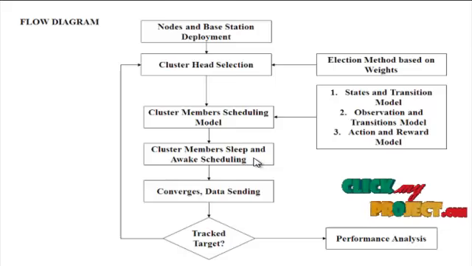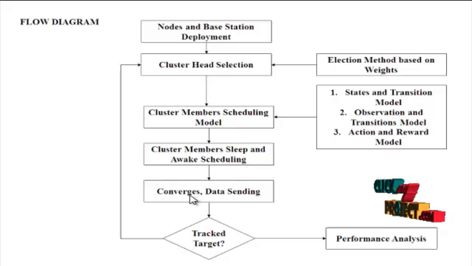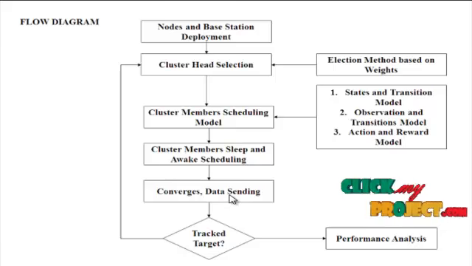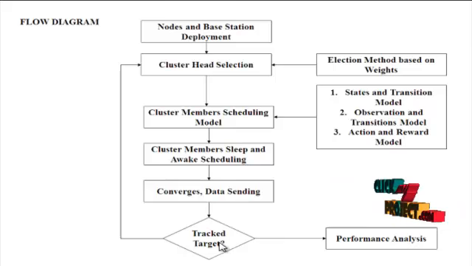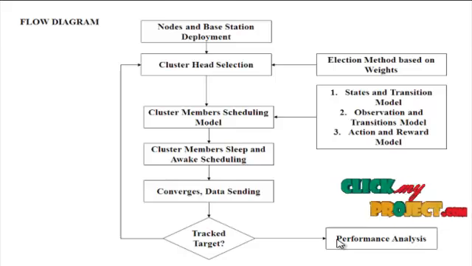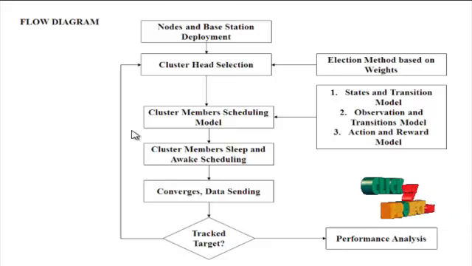When the target enters the monitor area, the tracking process starts, and the nodes involved in target tracking upload the monitor area and energy to the cluster head. Once the algorithm has converged and data has been sent, if the targets are tracked, then we perform the performance analysis. Otherwise, we once again perform the cluster head selection process.